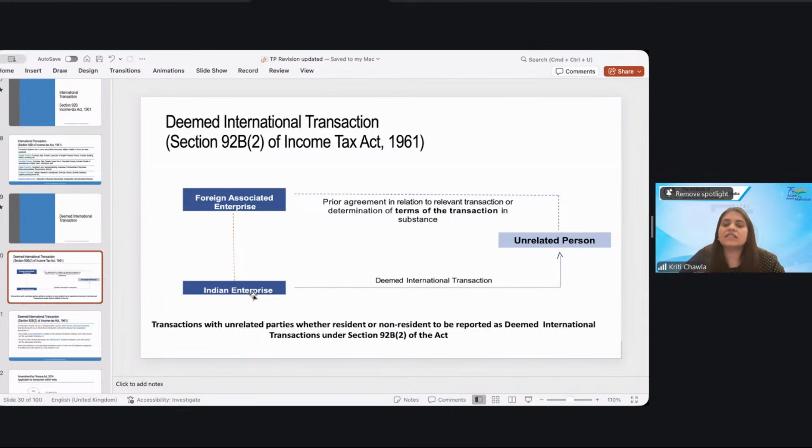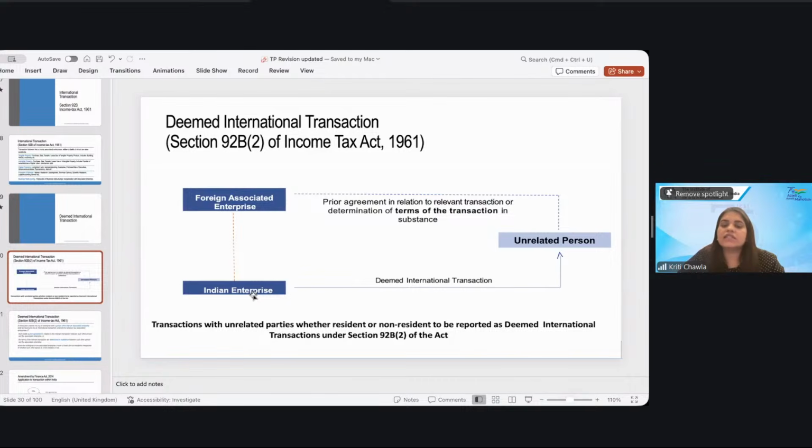So this is the reason they decide that let's have an unrelated party right here. What will happen is that the Indian enterprise will transact with the unrelated party, and there will be a prior agreement in relation to the relevant transaction or determination of terms of the transaction in substance, right here.